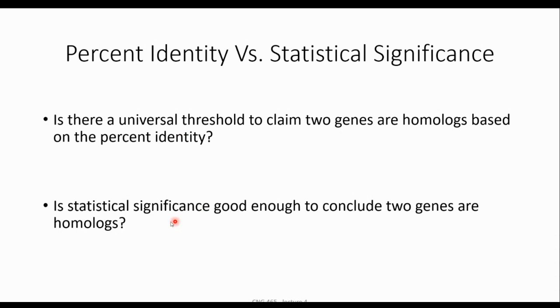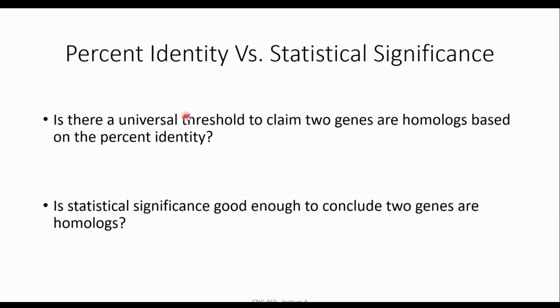The other question is, is statistical significance good enough to conclude two genes are homologs? Statistical significance, of course, makes things much clearer for us. But still, we cannot say we are 100% sure about that, because if you remember from your statistics course, when we have a measure like, for example, a p-value or any probability or confidence interval, we are talking about probabilities at the end, and we have error. Like, for example, 95% I'm sure this is true, and 5% I'm not sure. This is not guaranteed to be true.